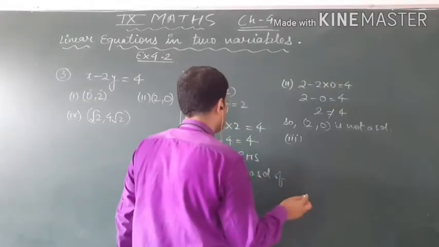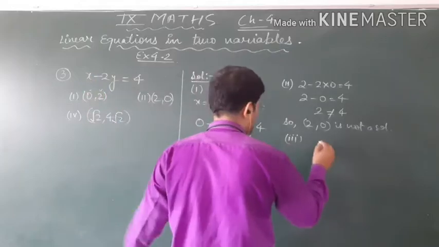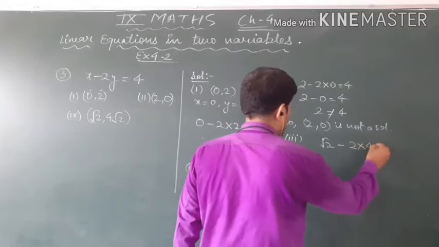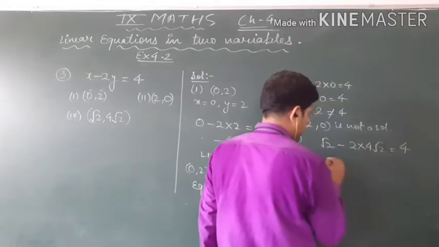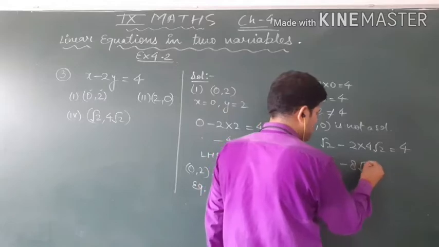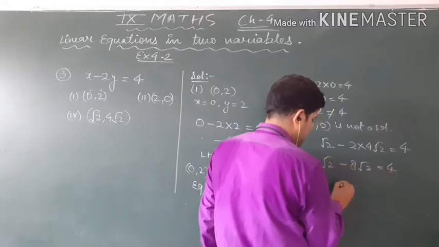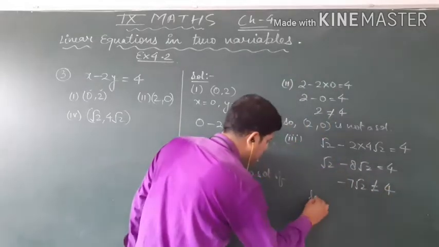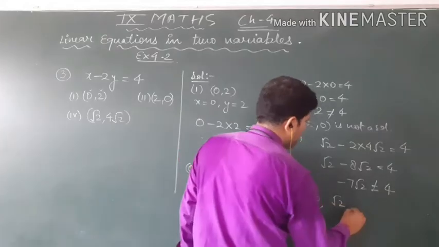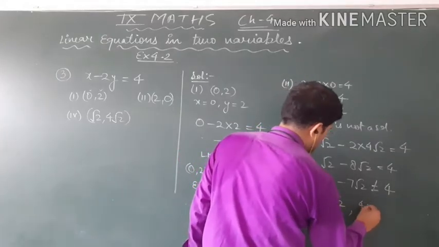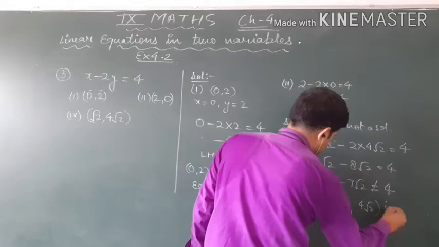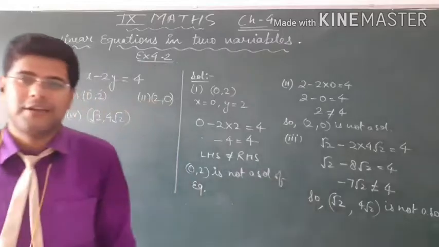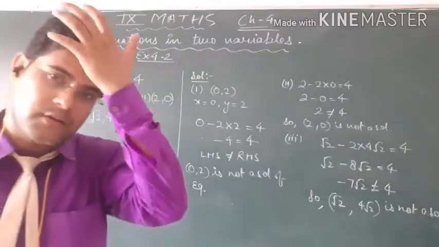Now when we move to the third one, first we put x equal to root 2 and y equal to 4 root 2. Root 2 minus 2 into 4 root 2 is equal to 4. It is root 2 minus 8 root 2 equal to 4. Then minus 7 root 2 is not equal to 4. So root 2 comma 4 root 2 is also not a solution.